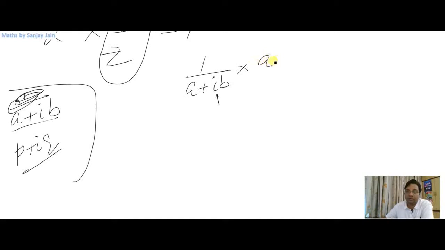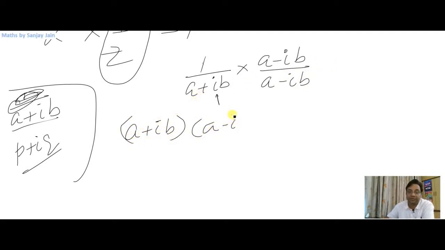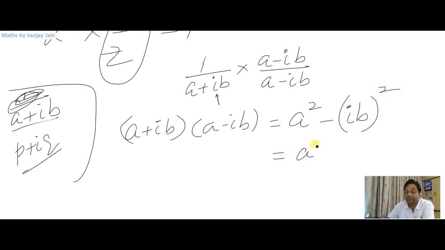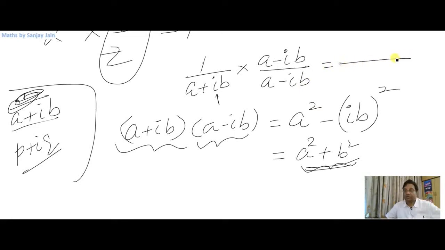So how do I do that? I'll multiply and divide this by a minus iota b. Now you will see that a plus iota b into a minus iota b is equal to a squared minus iota squared b squared. And what is iota squared? It is minus 1, right? So it will be equal to a square plus b square. A plus iota b into a minus iota b is equal to a square plus b square, right? So the denominator is a square plus b square, and what is the numerator?